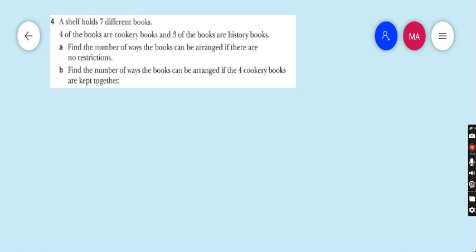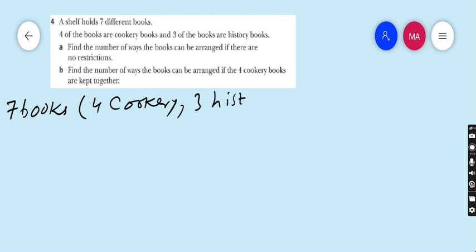Question number 4. A shelf holds 7 different books. So we have 7 books total. 4 of the books are cookery books, and 3 of them are history. So 3 books are history books. Part A. Find the number of ways the books can be arranged if there are no restrictions.